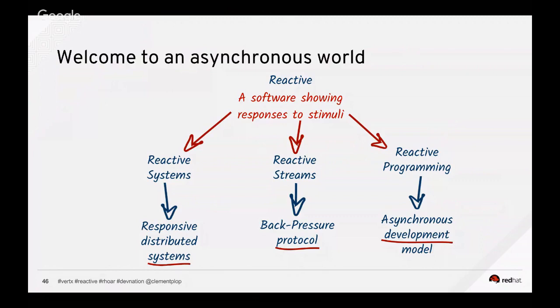So reactive has many, many facets, and the main three ones are reactive systems on one side, which is, well, let's say distributed systems done right, to build responsive distributed systems based on asynchronous message passing, elasticity and resilience. But implementing such kind of system can be hard. So we have reactive programming that will help you to build such systems at the code level. How do you develop it on a daily basis? How do you manage all this stuff?